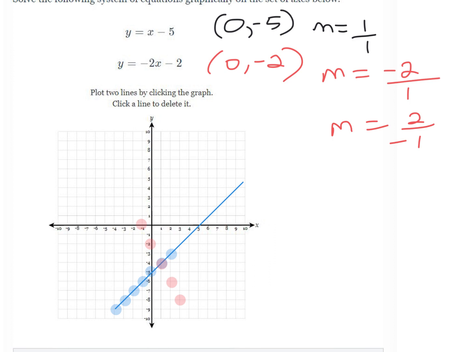So now I'm going to go ahead and graph that one, and it would look something like that. Well, you can see the point where it intersects is here. All right, and that is going to be our solution. So the solution to this one is the x and y ordered pair, and the x value of this point is +1, and the y value of this point is -4. So (1, -4) would be the solution.